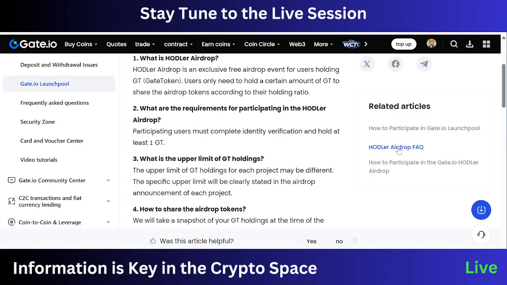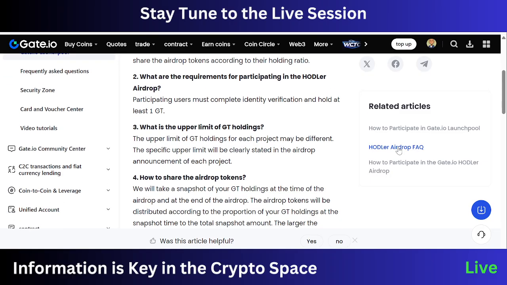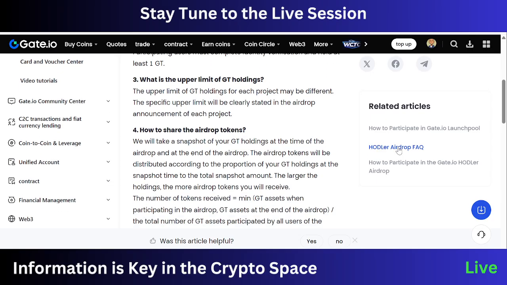So what are the upper limits for GT holding? The upper limit for GT holding for each project may be different. The specified upper limit will be clearly stated, along with how to share the airdrop token. There will be a snapshot of your GT holding at the time of the airdrop and at the time it ends.